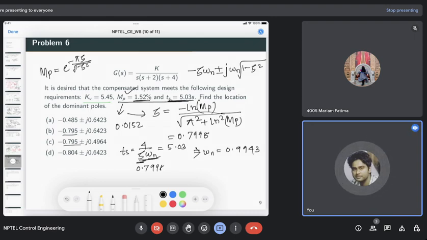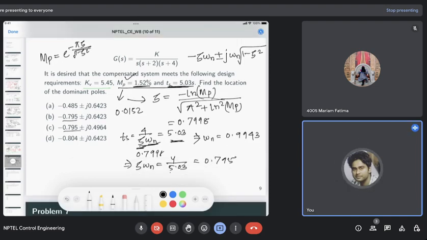Okay, so then this zeta omega n will be what then? We only just divide this. Okay, so it is 4 by this, right? So again we can compute zeta omega n equal to 4 by 5.03, from 4 by settling time. Okay, so 4 by 5.03, so it's 0.795, and so this is this one.